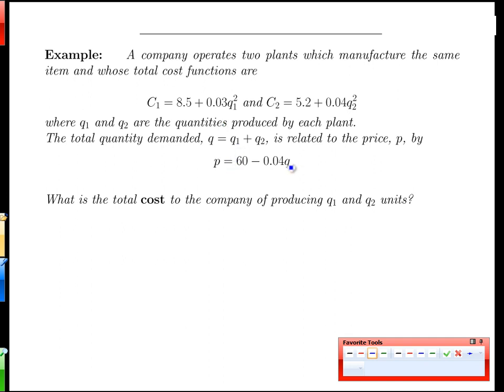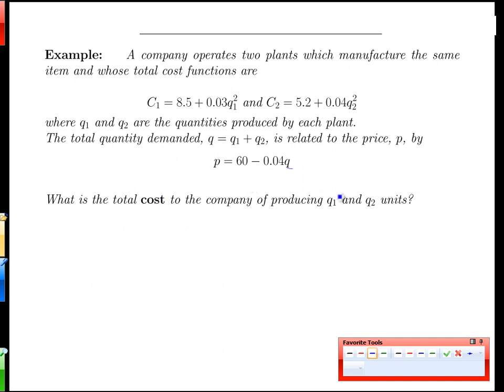The total production is obviously the sum of the two productions from the plants separately. The price that we can charge is going to depend on the quantity produced, and notice the negative sign here: the more we produce, the less we're going to get for each item. So let's take an analysis here and first look at the cost of production, then we'll look at the revenue, and then the profit.